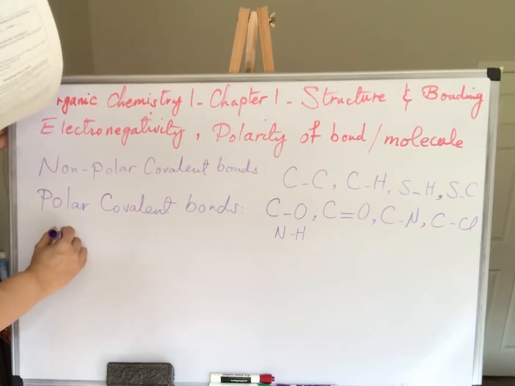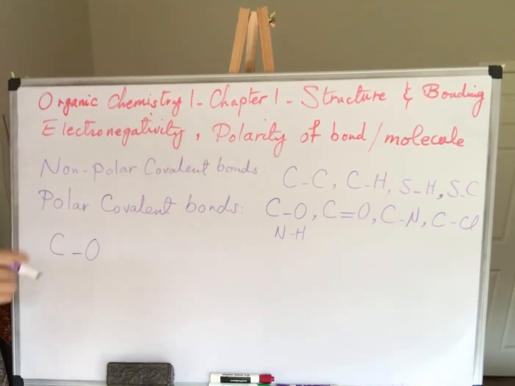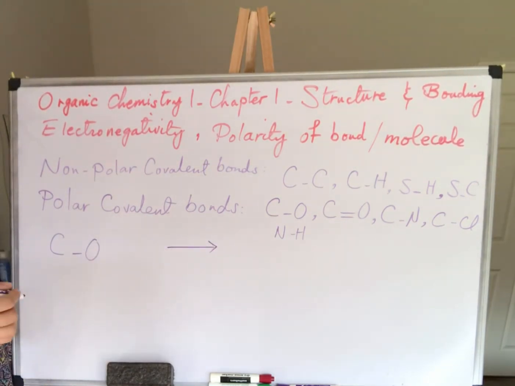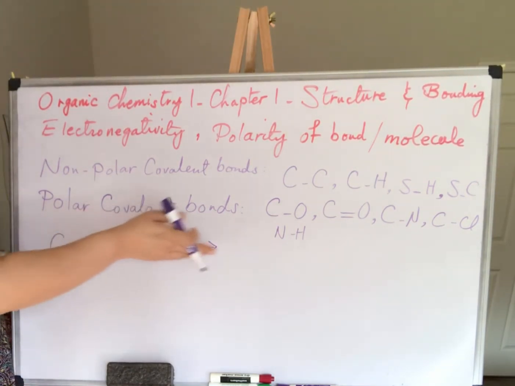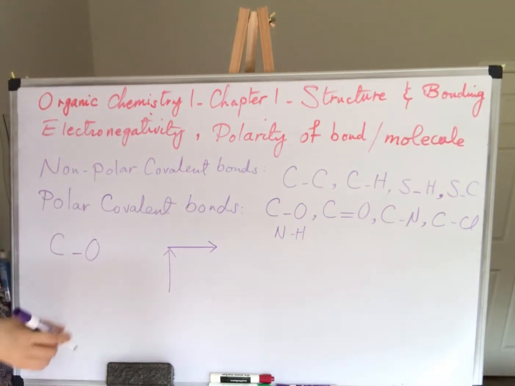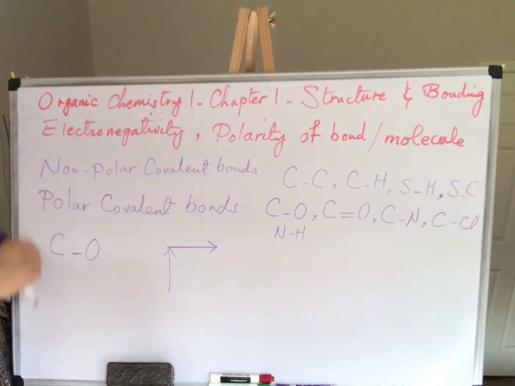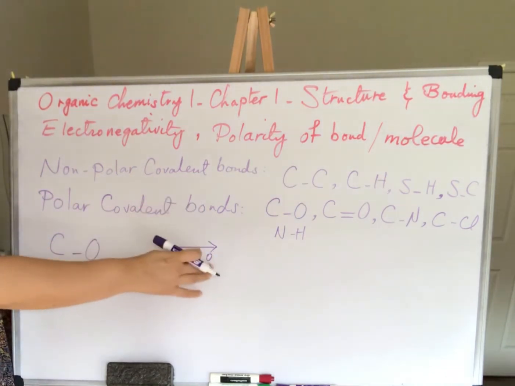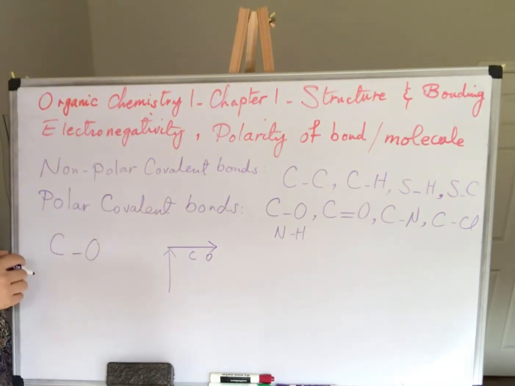So, for example, if you want to determine the polarity of this bond, you would say oxygen is more electronegative than carbon. The trend of electronegativity is that it increases from left to right across the period, and from bottom to top in a group. So oxygen is here, carbon is here, so oxygen is obviously more electronegative.